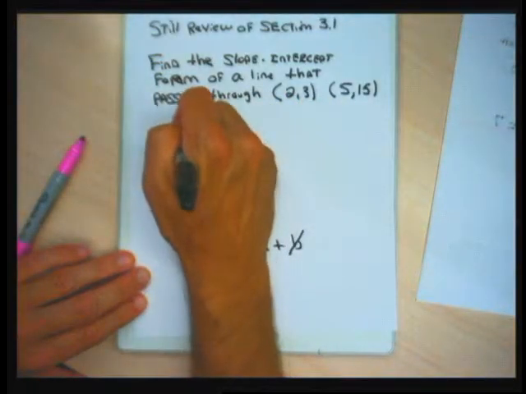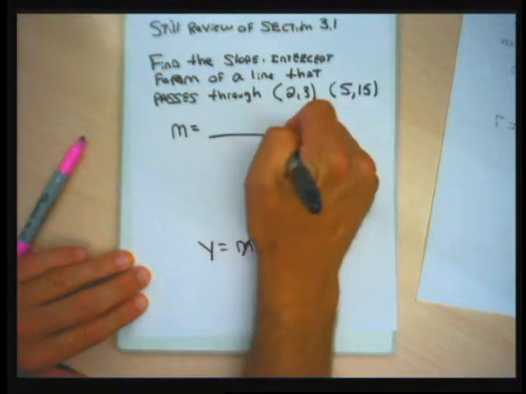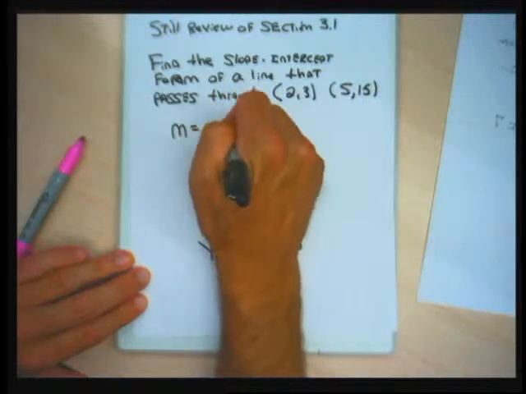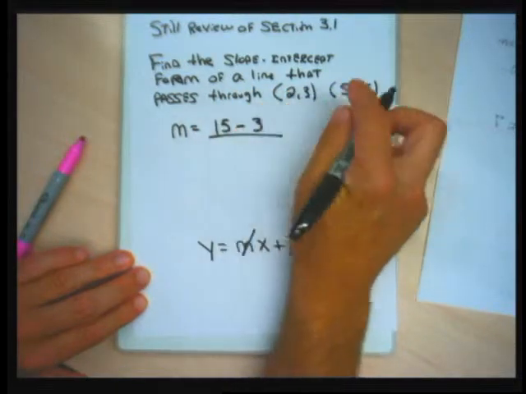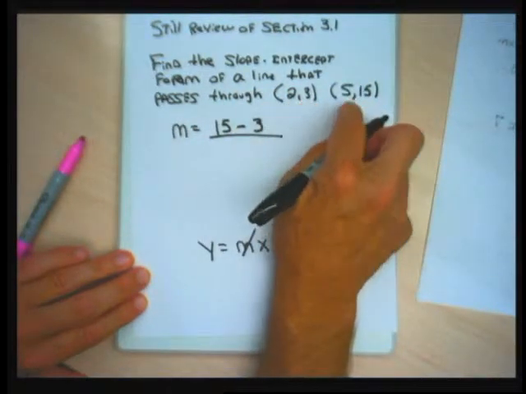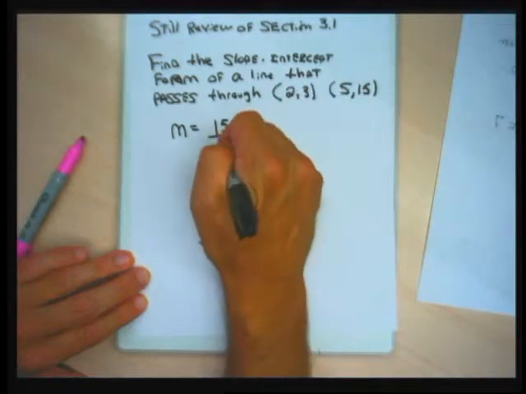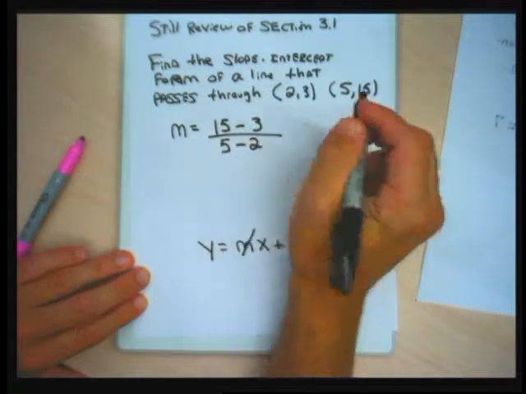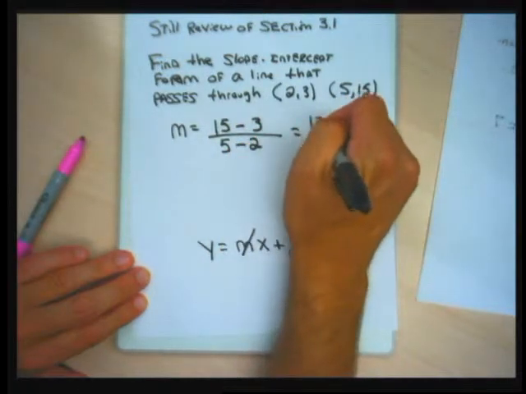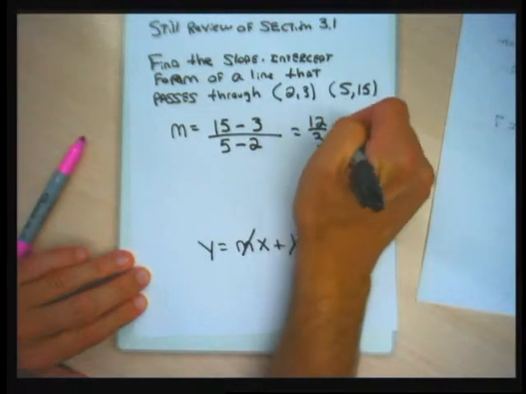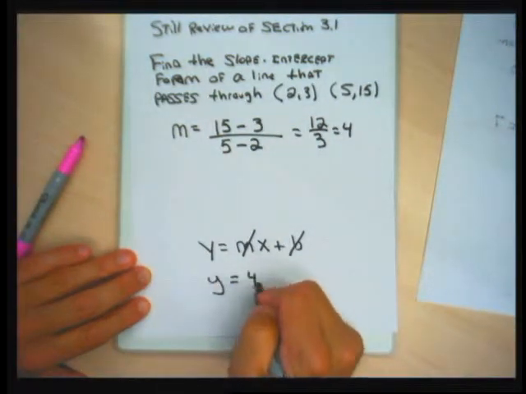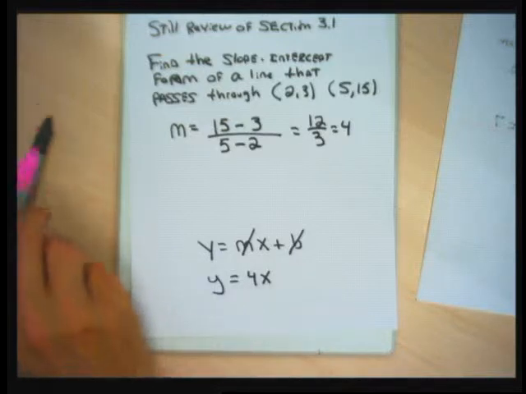So first I'm going to find the m by using the slope formula. Take the y-coordinate of the second point, which is 15, minus the y-coordinate of the first point, which is 3, divided by the x-coordinate of the second point, minus the x-coordinate of the first point. And when I do that, I get 12 over 3, which is 4. So in my answer, in place of the m, I'm going to plug a 4.